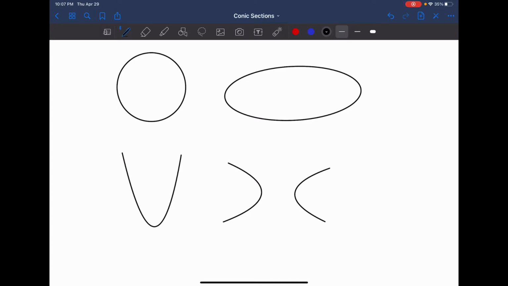And in today's episode of Interstigation, we will take a look at four of these shapes: circles, ellipses, parabolas, and hyperbolas. So let's get into it with circles first.